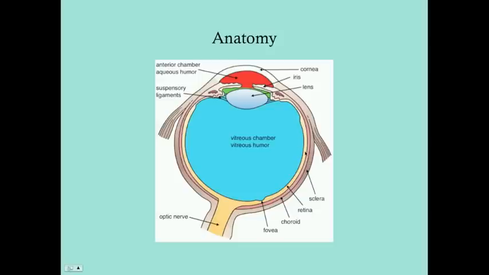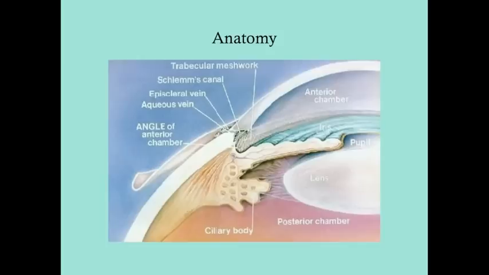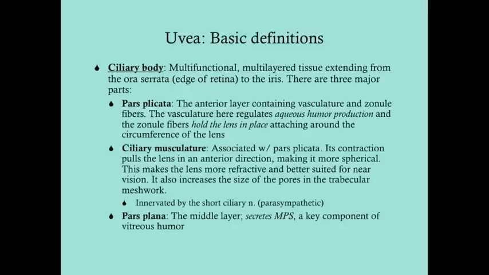So here's your lens here. When the ciliary muscle contracts, your lens is going to become more spherical, more circular, and that increases the refractive index of the lens. And so by doing that, it is going to project the image more anteriorly. And that is good, again, for accommodation.